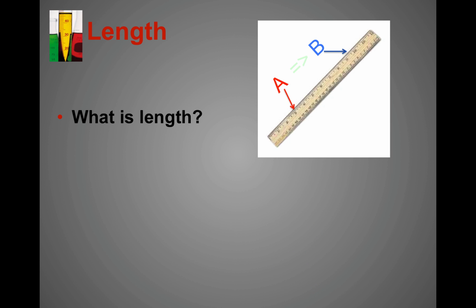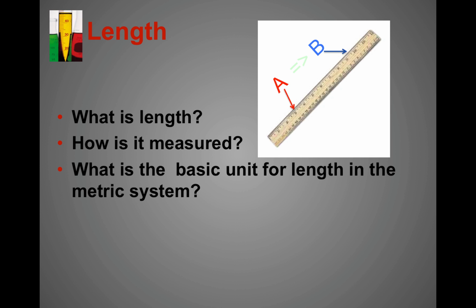Length is defined as the distance between 2 points. How is it measured? It's measured by a ruler. Length would be the distance between point A and point B. What is the basic unit for length in the metric system? The basic unit is the meter.